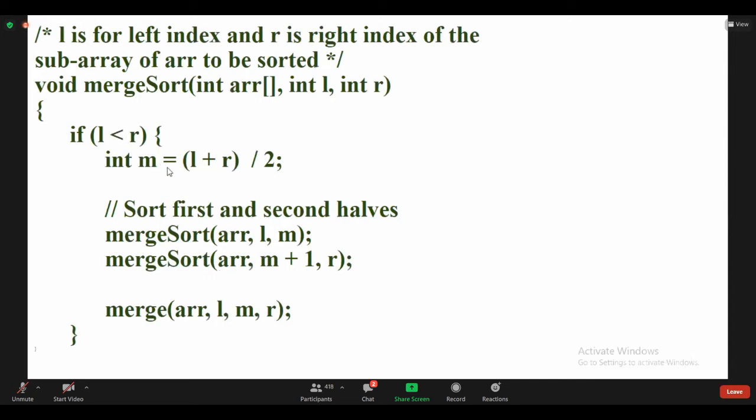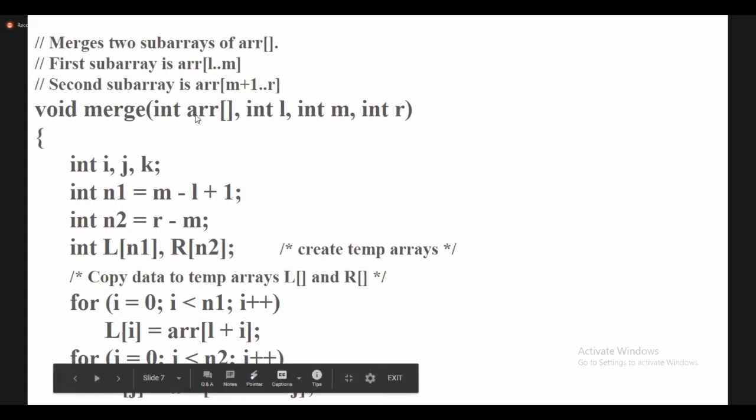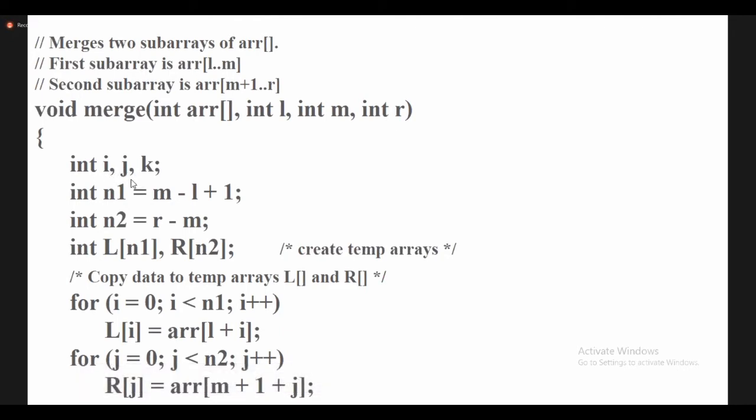First you calculate the middle point and apply the recursion on the first part, and apply the second recursion on the second part. The first part contains the first element to the middle element. The second part contains the middle plus 1 element to the last element. After that, we call the merge array with L, M, R. Here in the merge function, I take three control variables i, j, k.